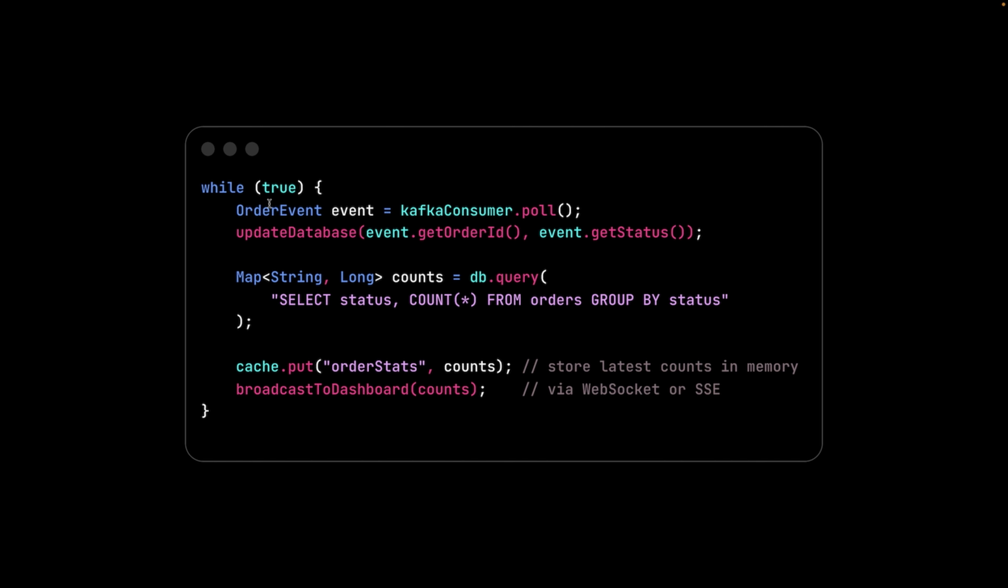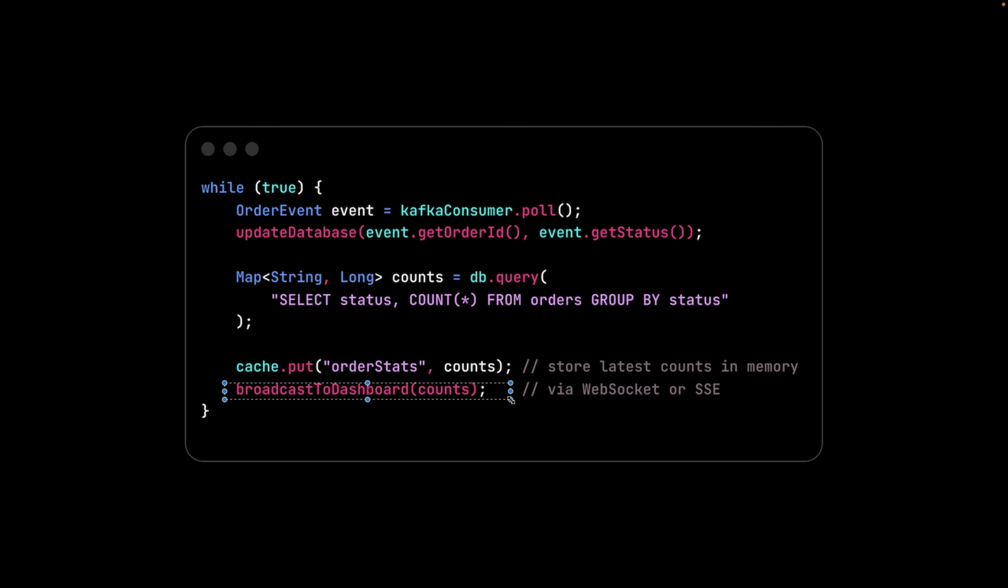Something like this. If you check the code, you are writing the records to the DB. Then you have written the query to fetch by status, how many are active, delayed, and delivered. Then you put them into the cache as in-memory storage. Then you broadcast that to the dashboard by using WebSocket or server-side events or any streaming mechanism.